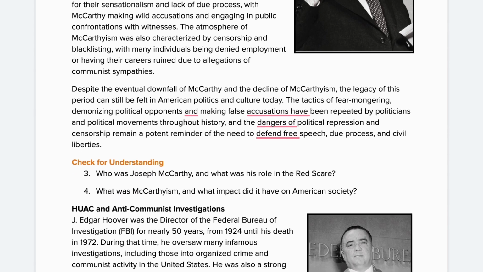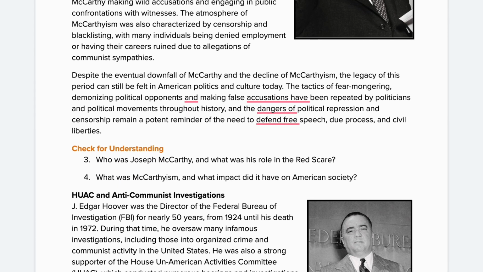Despite the eventual downfall of McCarthy and the decline of McCarthyism, the legacy of this period can still be felt in American politics and culture today. The tactics of fear-mongering, demonizing political opponents, and making false accusations have been repeated by politicians and political groups throughout history, and the dangers of political repression and censorship remain a potent reminder of the need to defend free speech, due process, and civil liberties.